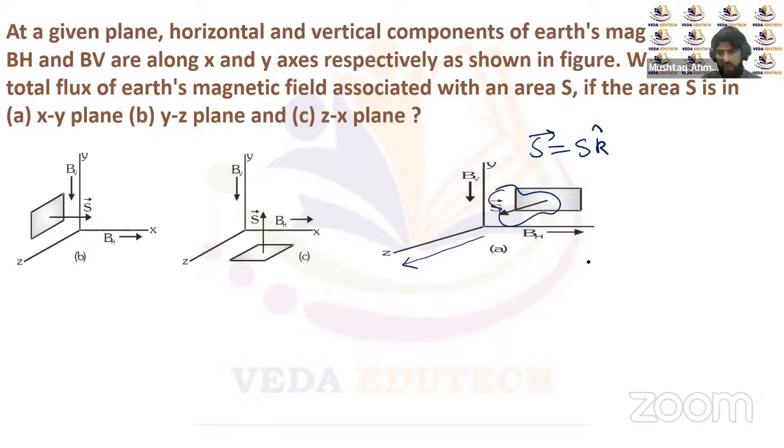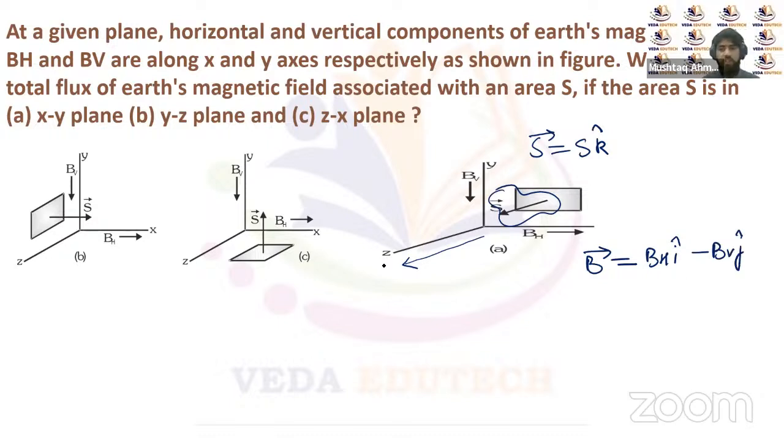And this magnetic field due to Earth is directed along x direction and y direction. We can write it as BH i cap, plus BV, which is along the negative y direction. We can write it as minus BV j cap, right? So this is the magnetic field due to the Earth.